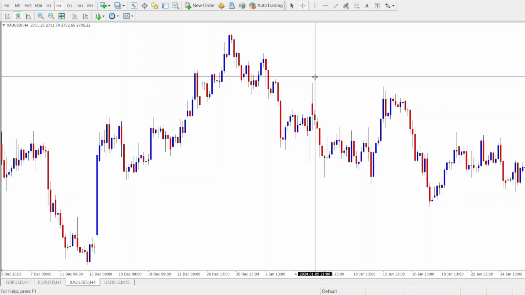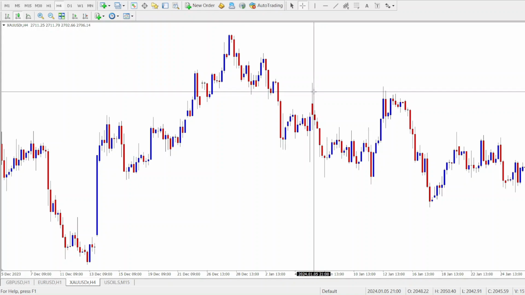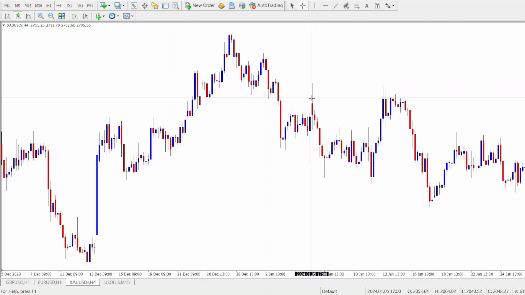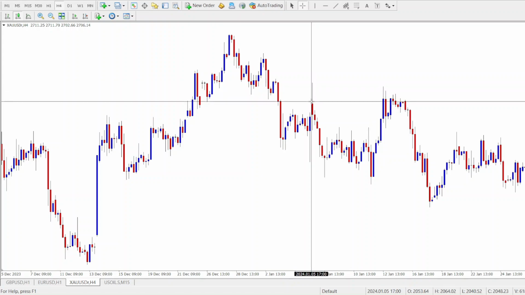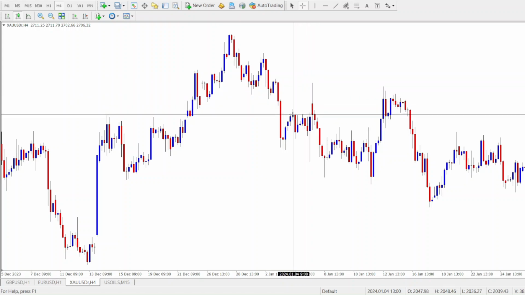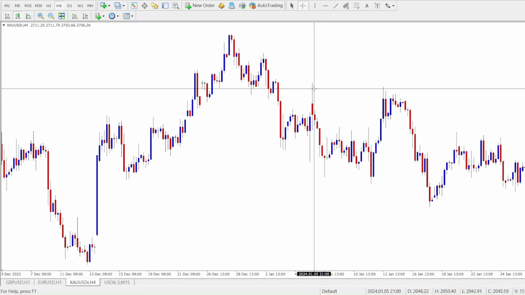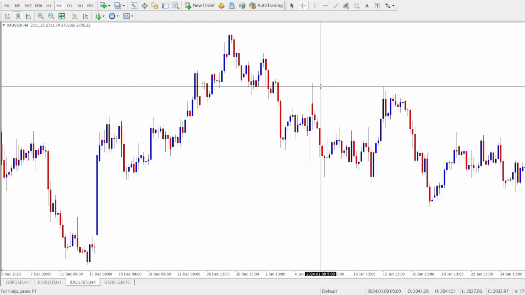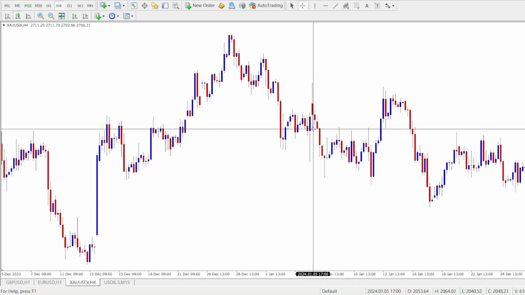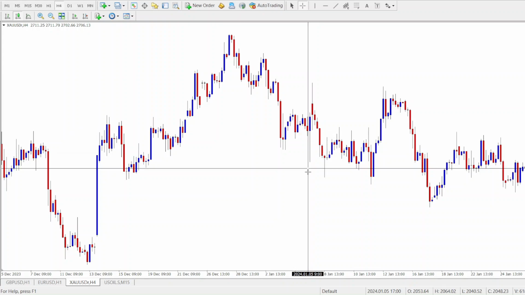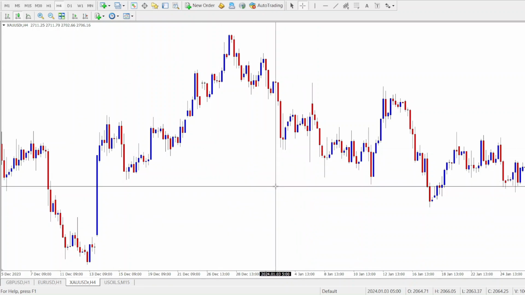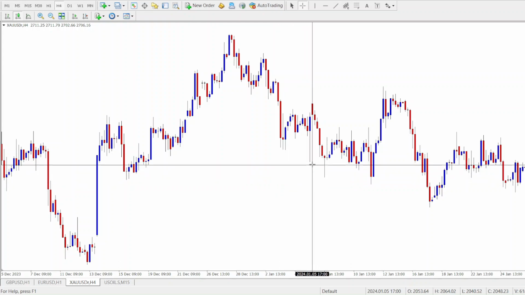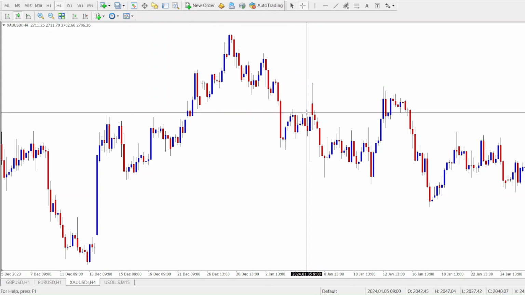Candlestick wicks are also called shadows. They are these long lines that project from the body of the candles. They show the high and low points that price reached during a time period. This is the 4-hour time frame, for example. So within 4 hours, the wick shows the lowest point that the price reached and the highest point that the price reached within that time frame.